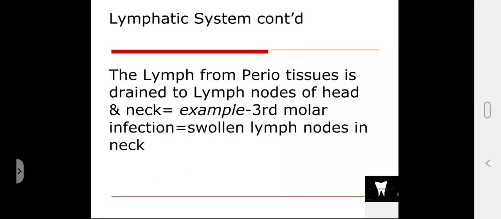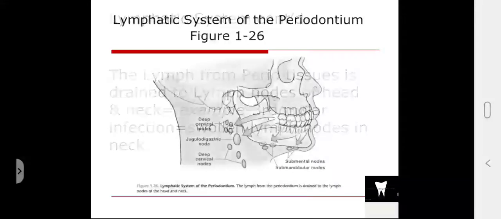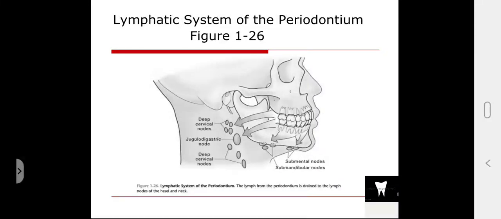The lymph from periotissues is drained to lymph nodes of the head and neck. A good example would be third molar infection. Often I've had patients over the years that have come in with swollen lymph nodes, and it's due to third molar infection that has just gone on and on. And this is just a nice little overview of the lymphatic system of the periodontium.